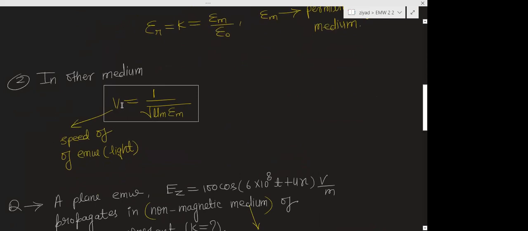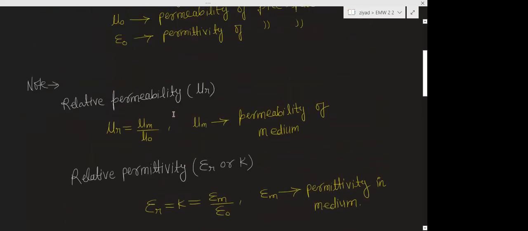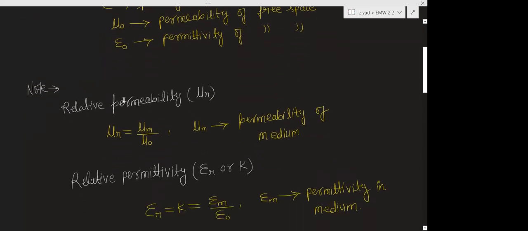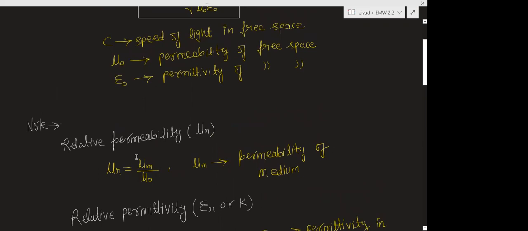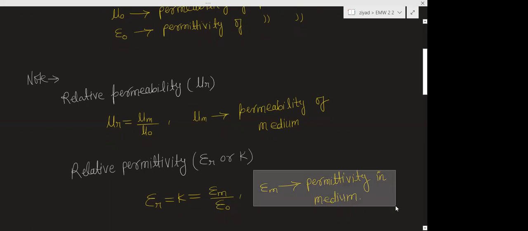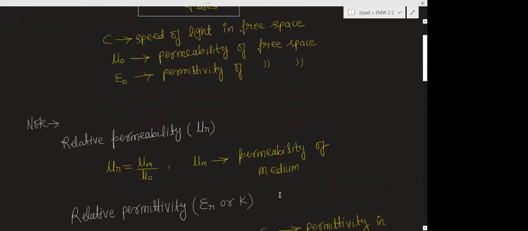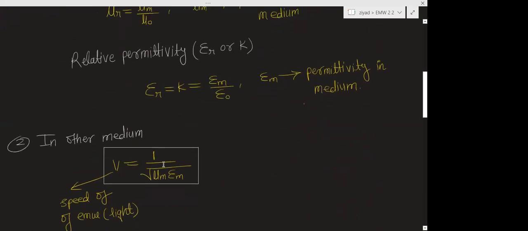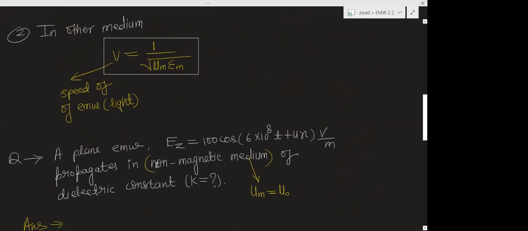In other medium, the speed of the wave is given by mu m and epsilon m, and there is a term relative permeability. Relative permeability is equal to the permeability of medium divided by permeability of free space. Here I have written mu m is the permeability of medium. Relative permittivity or dielectric constant is given by epsilon m by epsilon naught, and epsilon m is the permittivity in medium. So this relation and this relation are very important. We will use this to solve this question.